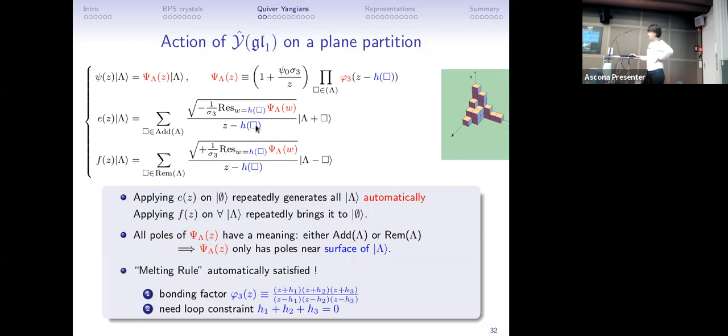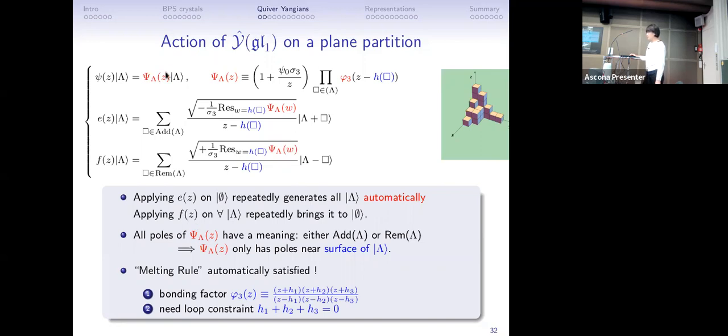And the position is given by the pole. So where you can add and where you can remove is given by the pole of this eigenvalue function. If you check, you can see that if you start from the vacuum and apply the E generator repeatedly, you can generate all possible plane partitions. Or conversely, if you start from any plane partition and apply F repeatedly, you can bring it back to the vacuum.